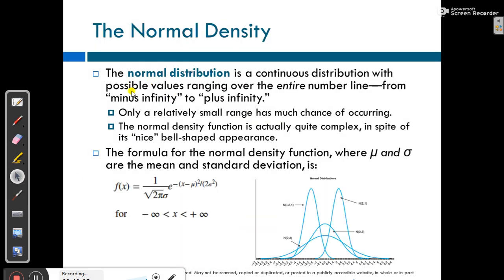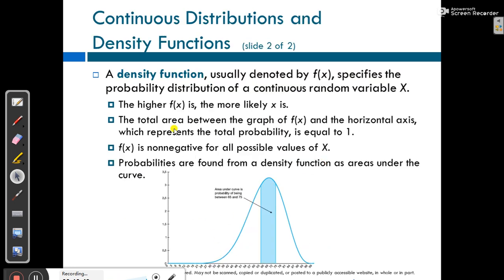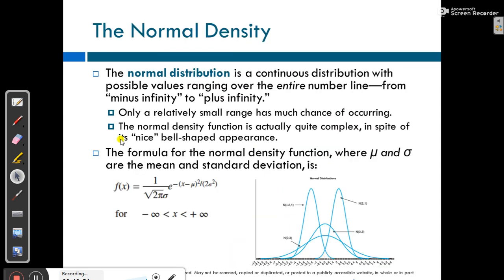Here you can see again, the normal distribution is a continuous distribution with possible values ranging over the entire number line from minus infinity to plus infinity. The whole area describes a total probability of 1. That is why it says it is a continuous distribution with possible values ranging over the entire number line. The number line is this line. So, minus infinity to plus infinity.